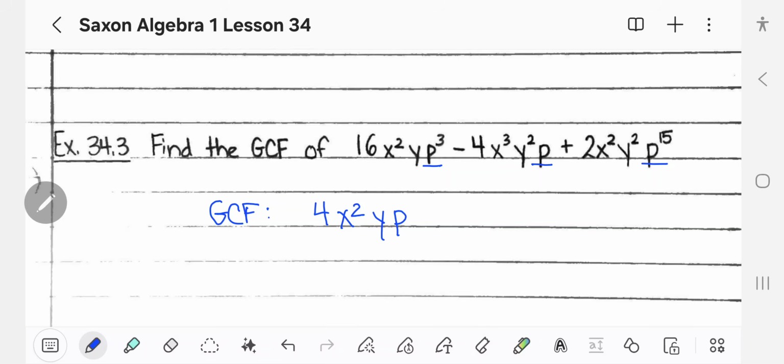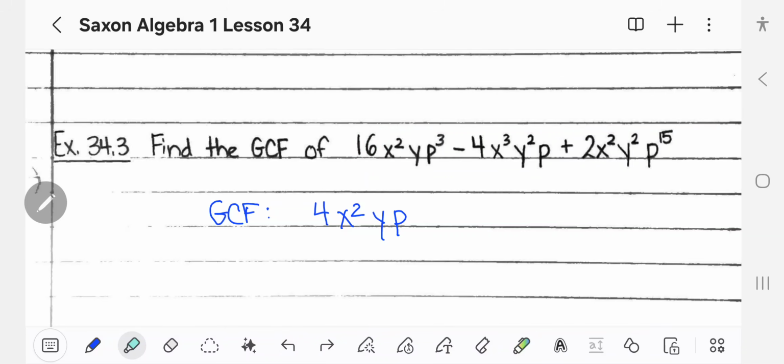Now, when we look, and I realize, did I copy this? Oh, you know, I did the numerical part wrong. Do you see what I did? I thought I had copied it wrong, but I didn't. Can you find my error here? Find the GCF, common factor between those numbers. Okay, 4 is a factor of 16. 4 is a factor of 4. But is 4 a factor of 2? That's not a factor of 2, is it?